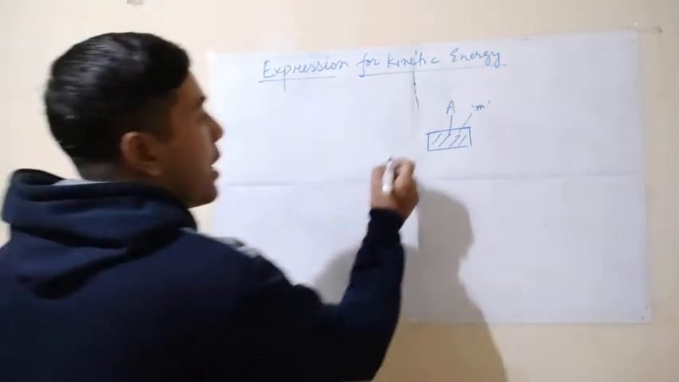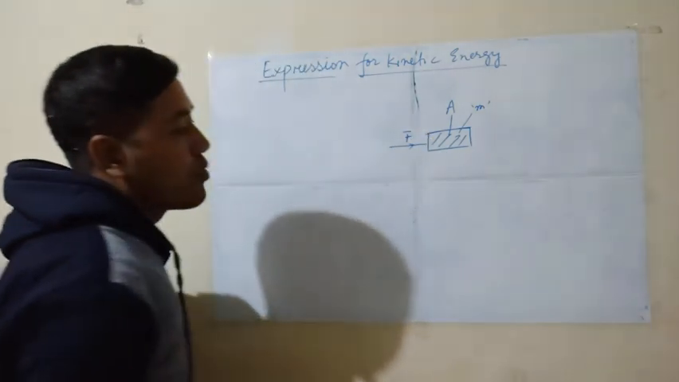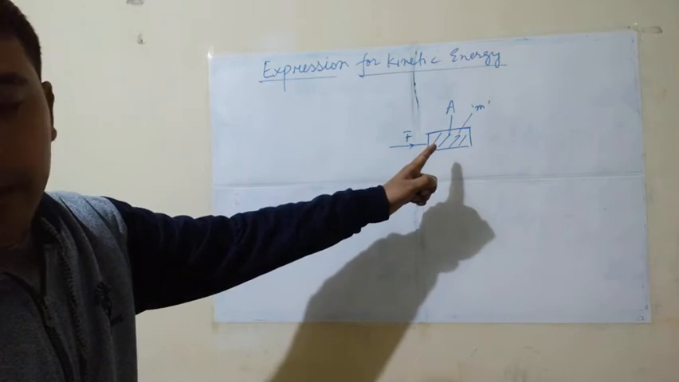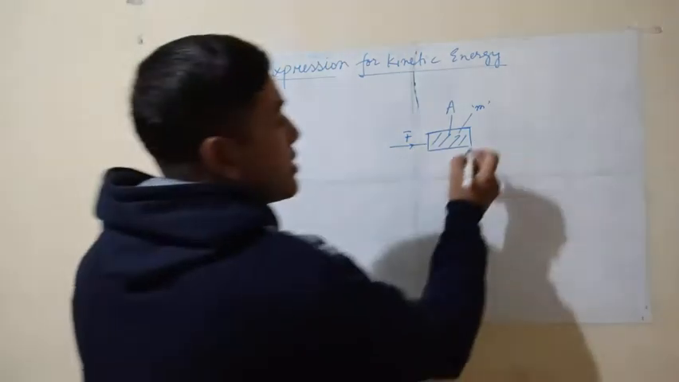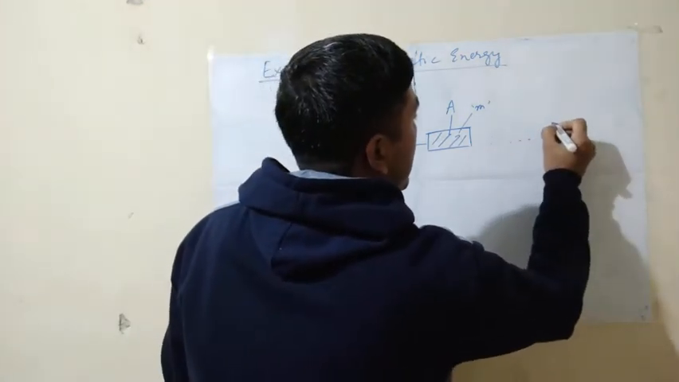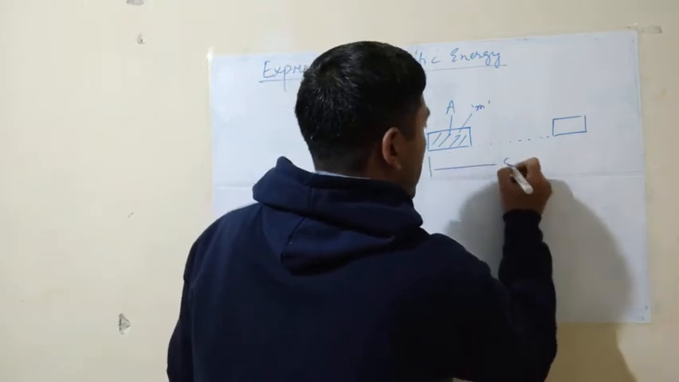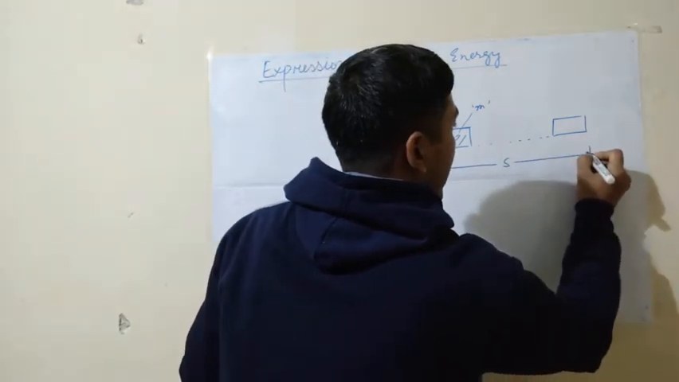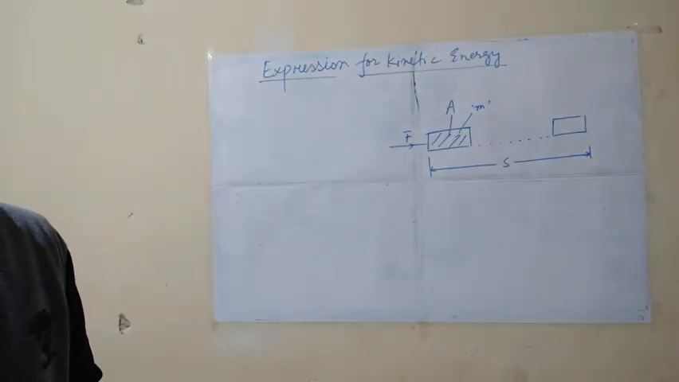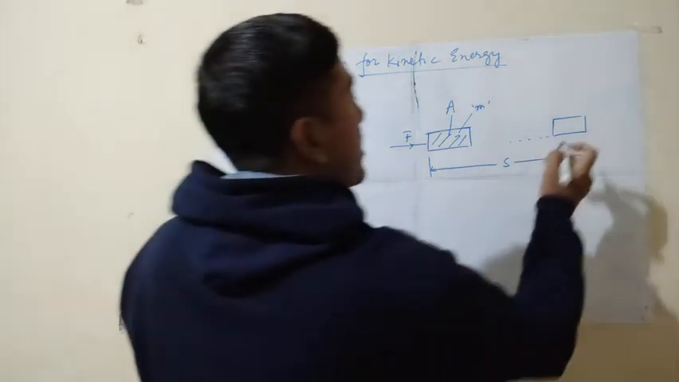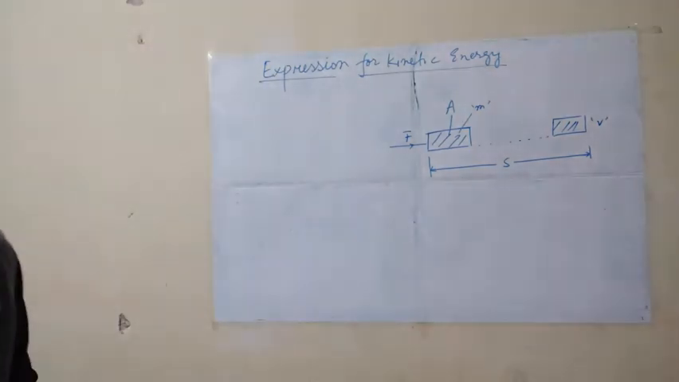When we apply some force to this object A, the object A will cover some distance. And due to covering some distance, the velocity of this object will change to v.